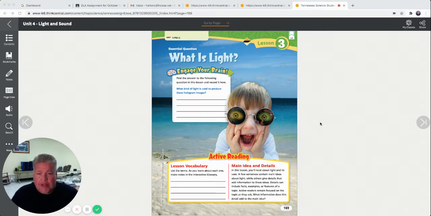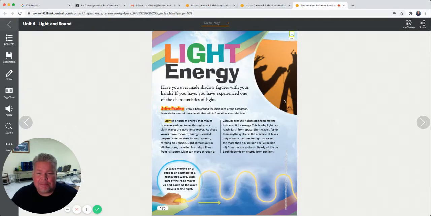And so today we're going to go through this lesson in your book. So get your science book out and open it to page 169. It's hard to believe we've already covered that many pages in this book, but we have. We're on page 169, lesson 3 in unit 4. What is light? So let's dig into the lesson. I'm anxious to see what we're going to learn today.